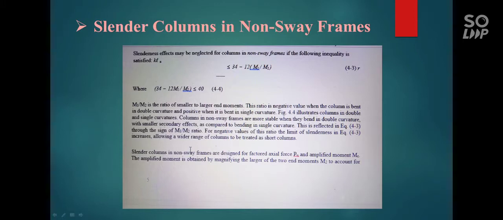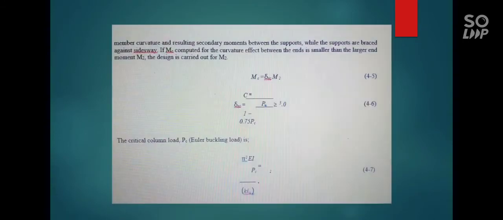Slender columns in non-sway frames are designed for the factored axial force Pu and amplified moment Mc. The amplified moment is obtained by magnifying the larger of the two end moments, M2, to account for member curvature and the resulting secondary moment between the supports, while the supports are braced against sideways. If Mc computed for curvature effect between the ends is smaller than the larger end moment M2, the design is carried out for M2. So the formula.